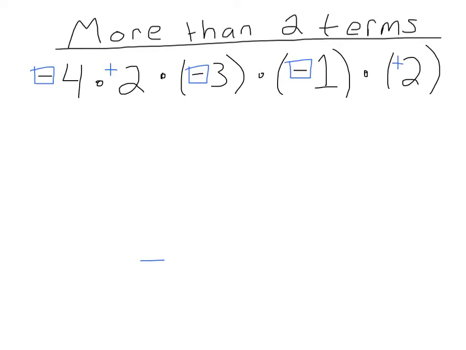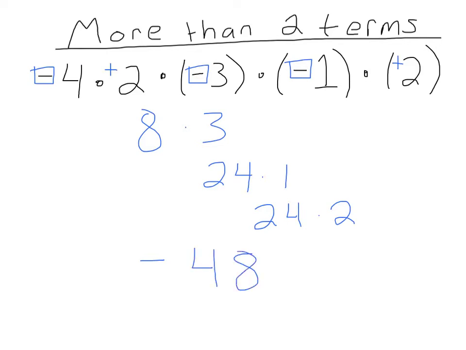Now I'm going to worry about my numbers. So 2 times 4, which is 8, 8 times 3, which is 24, 24 times 1, which is 24, and then 24 times 2, which gives me 48. And we know from before that our answer is going to be negative, so our answer is negative 48.